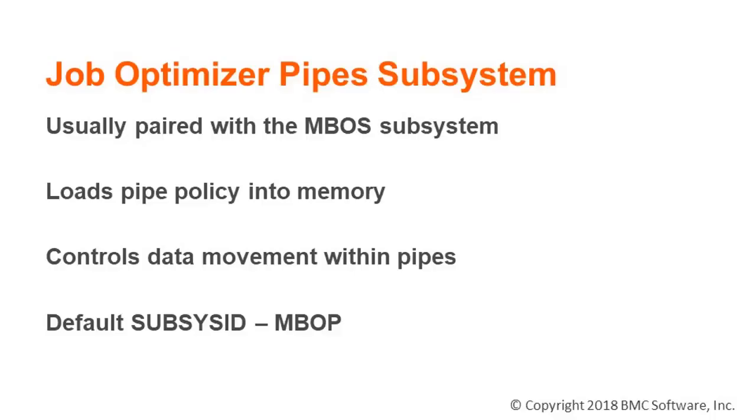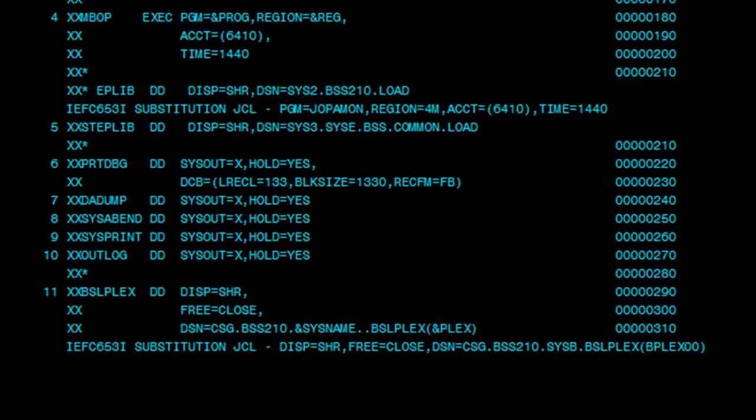The Job Optimizer Pipes Subsystem is used to perform data transfer between job steps or separate jobs. The default subsystem ID is MBOP. When you issue commands to the MainView Batch Optimizer Job Optimizer Pipes subsystem, the commands must be preceded with a modify F, followed by the subsystem ID. Now here's an example of the MBOP started task JCL. Notice that the BSL-Plex DD is the same for both the MBOS as well as the MBOP tasks.